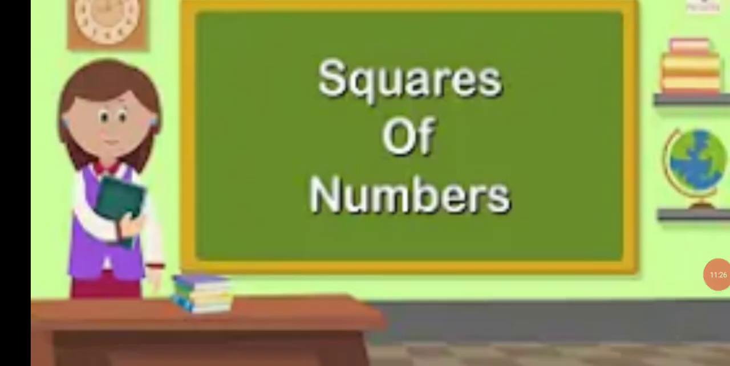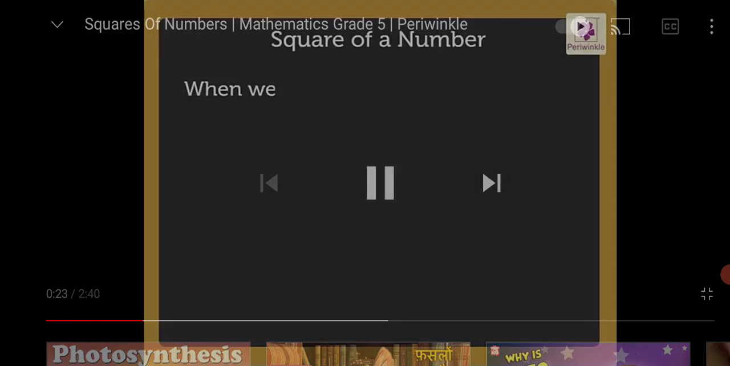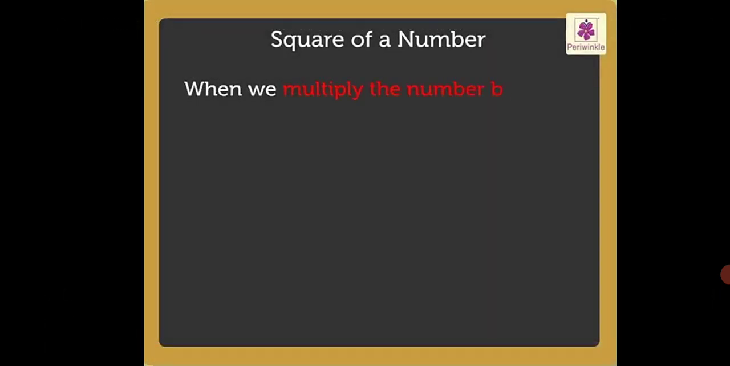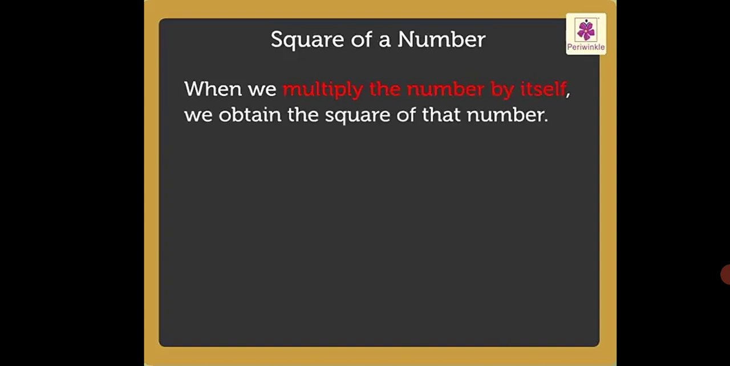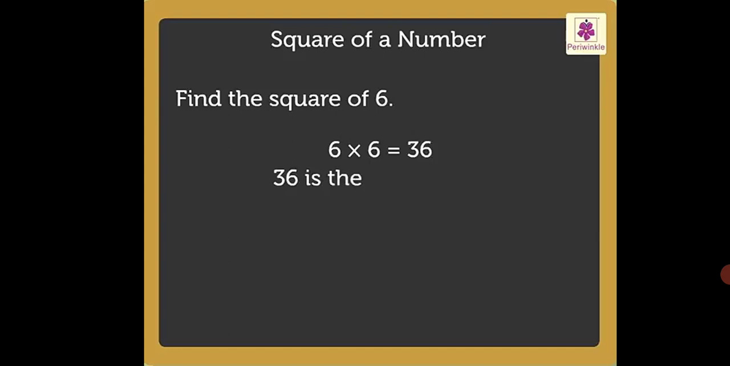Okay students, let's start squares of numbers. What do you mean by squares of numbers? When we multiply the number by itself, we obtain the square of that number. Find the square of 6. 6 into 6 equals 36.